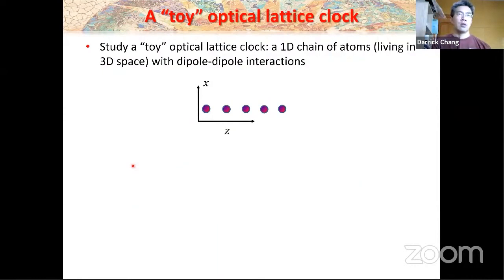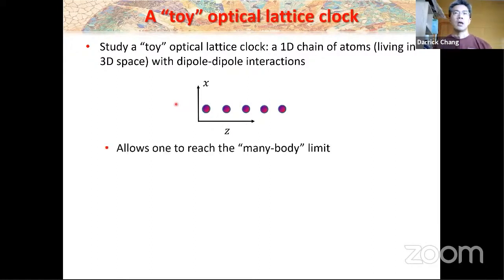So again, I think the full problem is extremely complicated. But to try and understand a little bit what might occur, we took a simple toy model where instead of considering a 3D lattice, we consider just a 1D chain of atoms, but living in 3-dimensional space and undergoing dipole-dipole interactions. So how would this simple system function as an optical lattice clock? The choice of this geometry is pretty simple. Basically, if you restrict yourself to 1D, then in numerics you can actually reach the many-body limit without being overwhelmed by finite size or boundary effects.